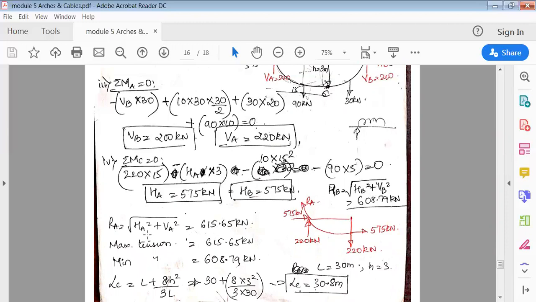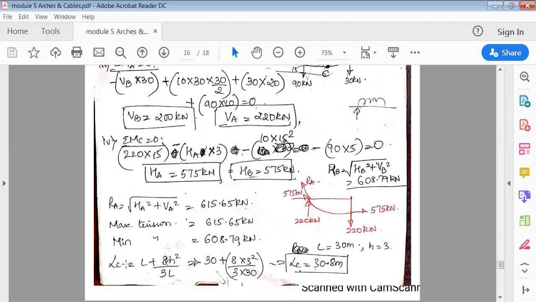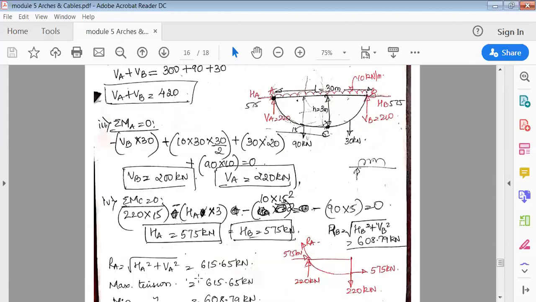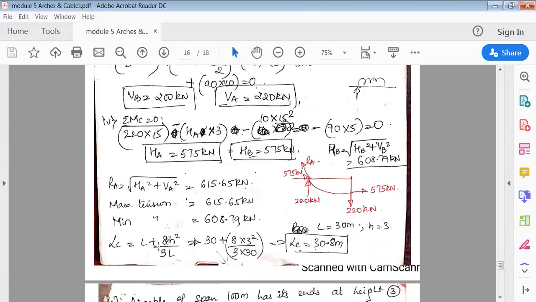Now you can see maximum tension. Always, whichever reaction will have maximum value, that is the maximum tension. Minimum tension is the one with less value. So maximum tension is 615 and minimum tension is 608. Then you have to find the length of the cable. So the complete length of this cable, again you have to use the same equation, that is L plus 8h square divided by 3L.